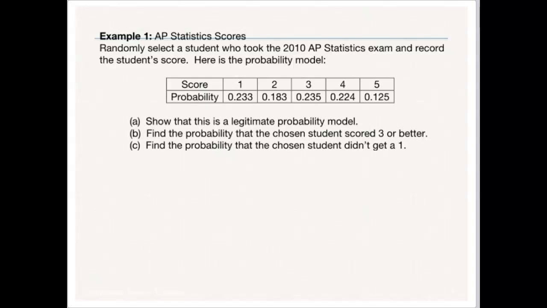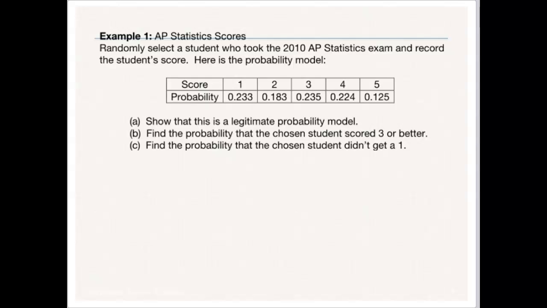Here we go. Randomly select a student who took the 2010 AP Statistics exam and record the student's score. And here is the probability model. You can score a 1, 2, 3, 4, or a 5. So you might want to have a calculator handy for this one.